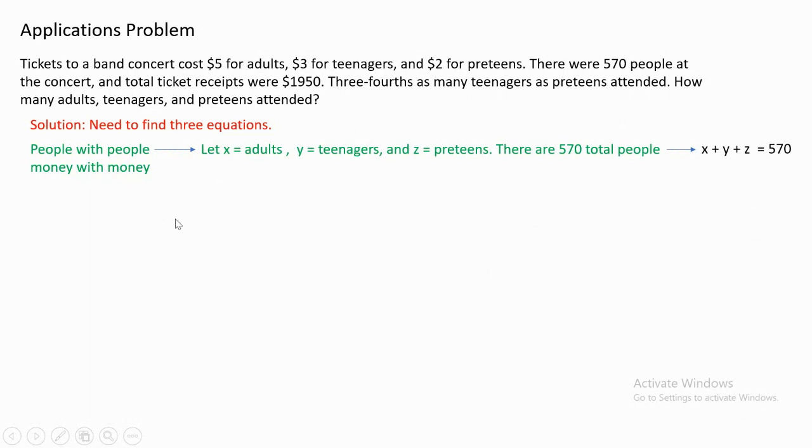Now for equation number 2, money with money. Since adult tickets were $5 and the number of adults was x, it's going to be 5x. Teenager tickets were $3, so it's going to be 3y. For preteens, tickets were $2, so that's going to be 2z.